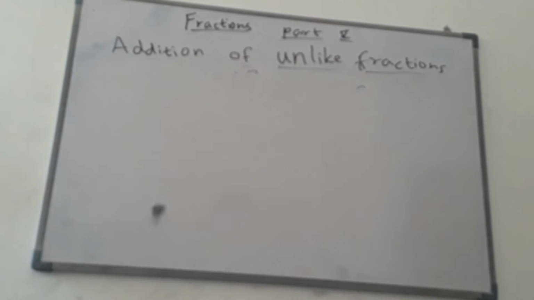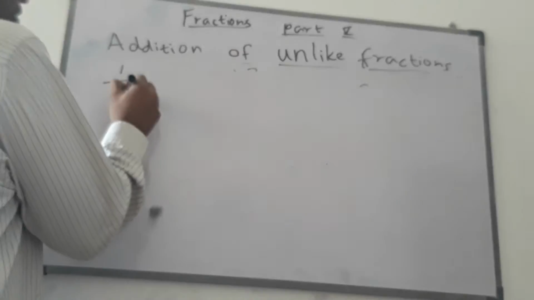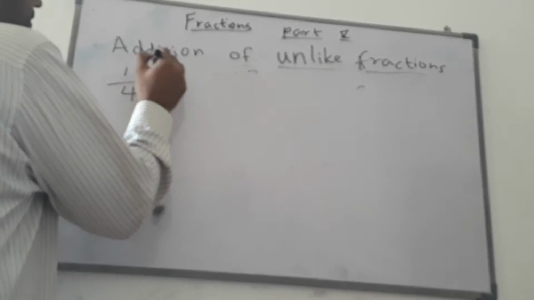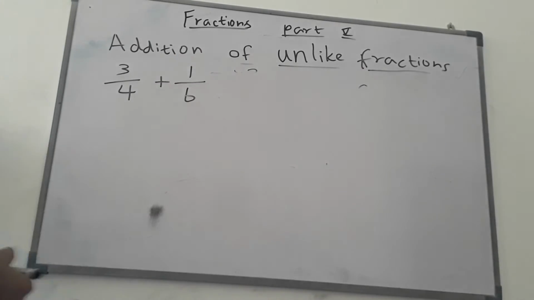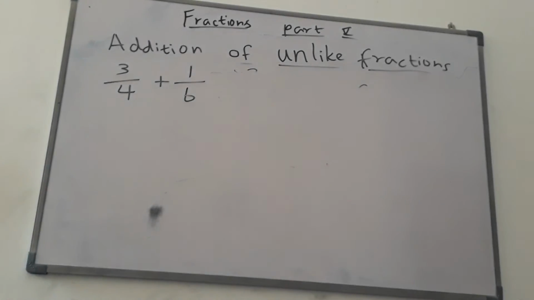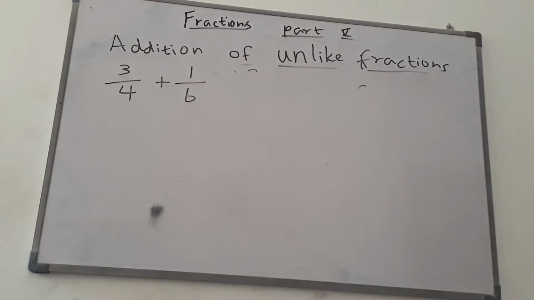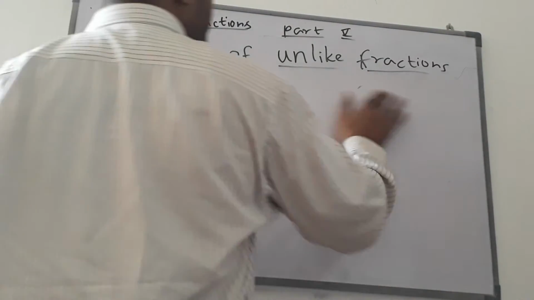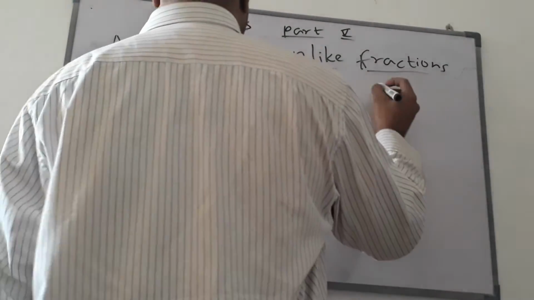Next is kind of a different kind of question. That is 1/4 plus 3/4 plus 1/6. 6 is not a multiple of 4. So we have to go to the prime factorization, the division method.